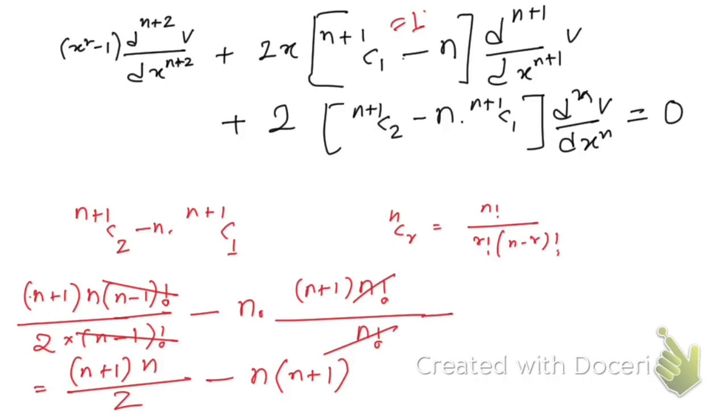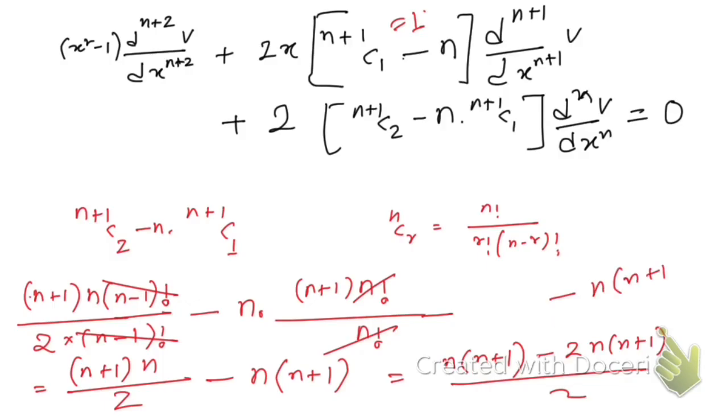So if you take LCM and simplify this, then you're going to have n into n plus 1. This n plus 1 into n means n into n plus 1, same thing, minus 2 into n plus 1 divided by 2. That means here you see, if you subtract these two, you're going to have minus n into n plus 1, then we have divided by 2. That's what we have got. This is equal to this. Now let me clean this thing.